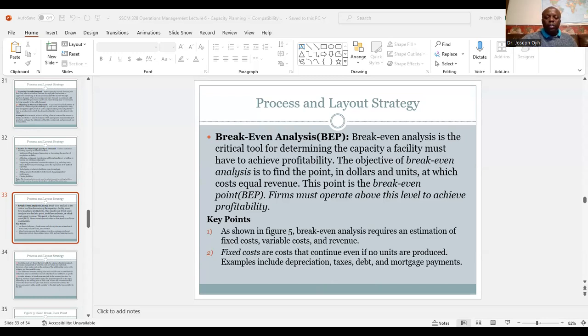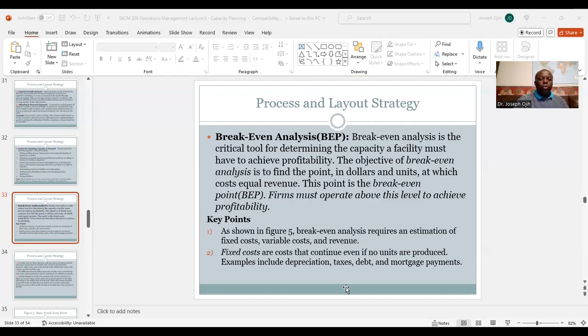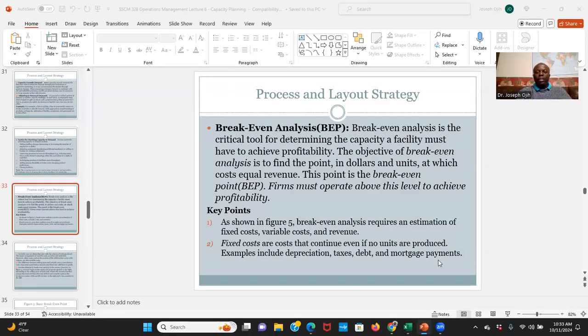All right. Today we'll be looking at... I want to make sure you're seeing this. Can you see the screen, the presentation? Yes. Okay, good. So we're going to look at break-even point analysis.